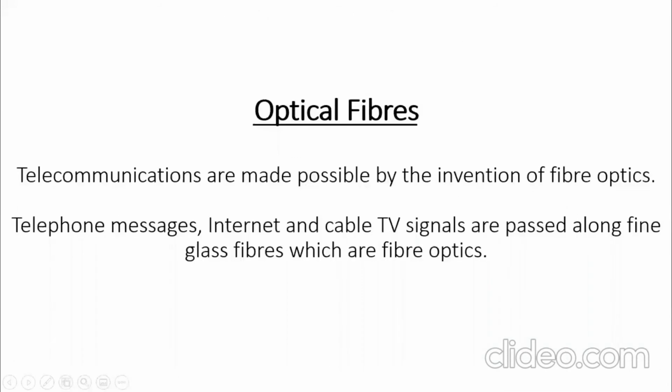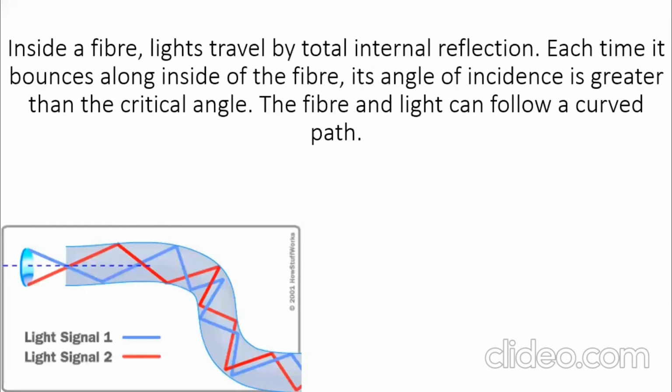Alright, optical fibers. Telecommunications are made possible by the invention of fiber optics. Telephone messages, internet, and cable TV signals are passed along fine glass fibers, which are fiber optics. Inside a fiber, light travels by total internal reflection. Each time it bounces inside the fiber, its angle of incidence is greater than the critical angle. The fiber and light can follow a curved path. For signals that travel long distances, glass with very high purity is needed so it does not absorb the light.